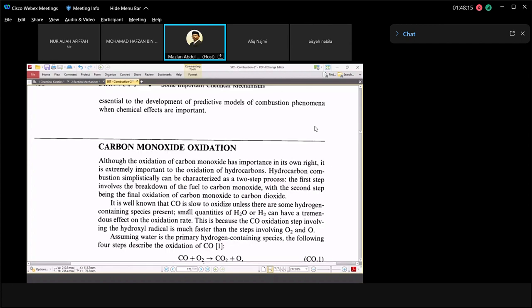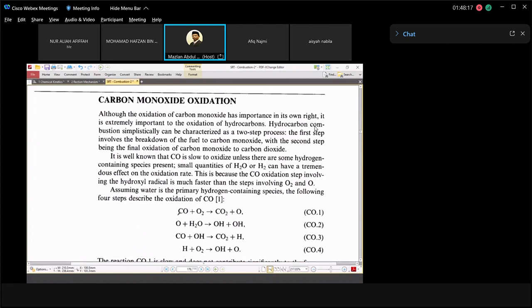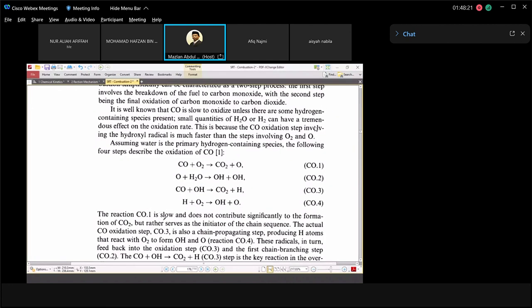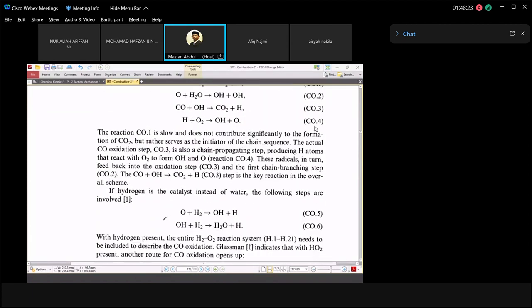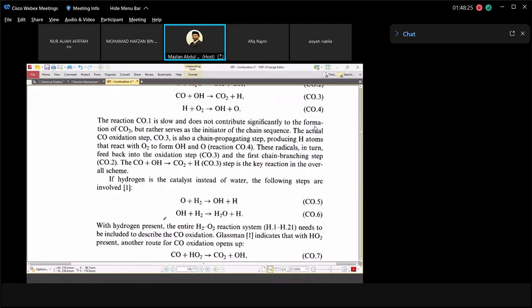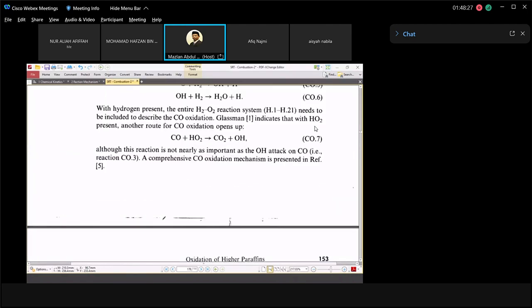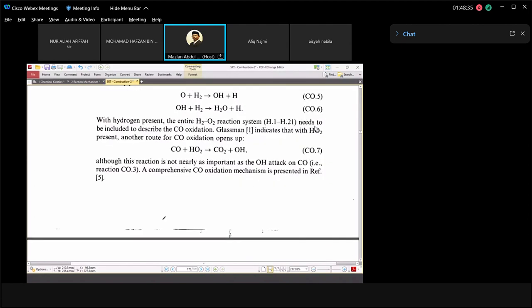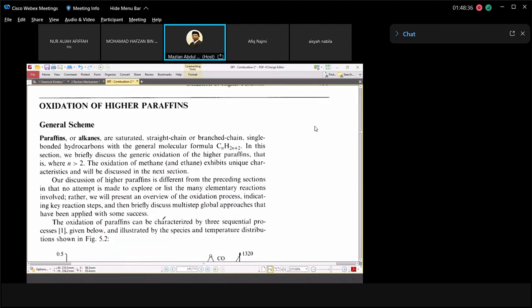Okay, so here is your carbon monoxide mechanism, CO here. Right? How many? We have 1, 2, 3, 4, 5, 6, 7. That's 7 for carbon monoxide. It's another dangerous product. Yeah, this is very toxic. 7 mechanisms. Oxidation of higher paraffin.